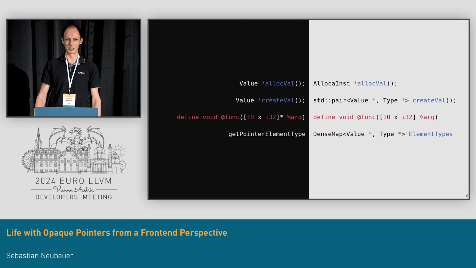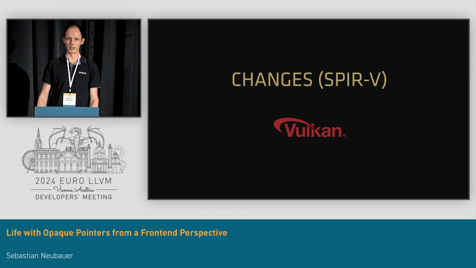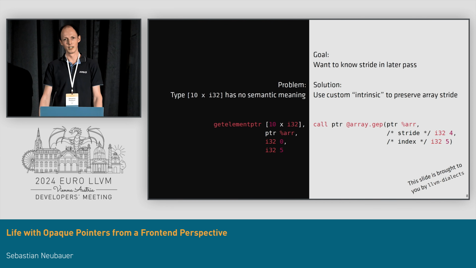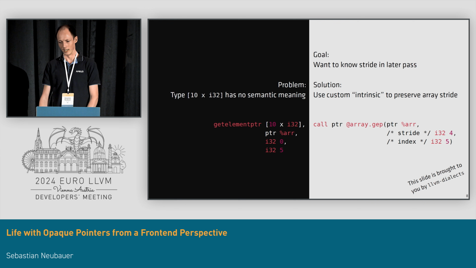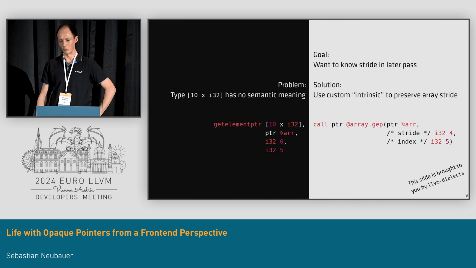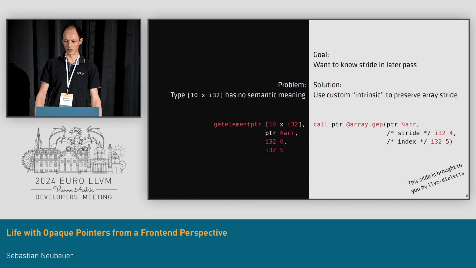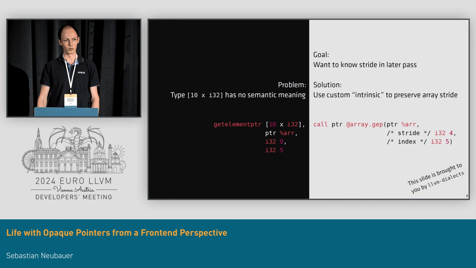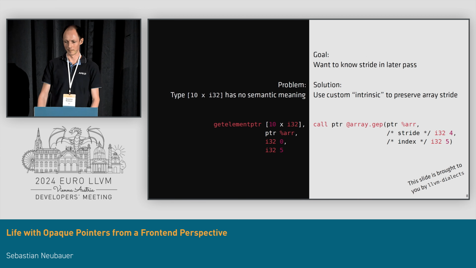So these are all applicable to general LLVM IR. Let's have a look at SPIR-V. SPIR-V is the intermediate representation used in Vulkan. So let's look at the IR example on the lower left. Here we have a getElementPtr instruction on a pointer that points probably to an array, and we get back the pointer to the element at index 5.